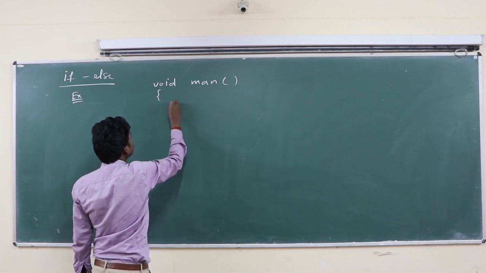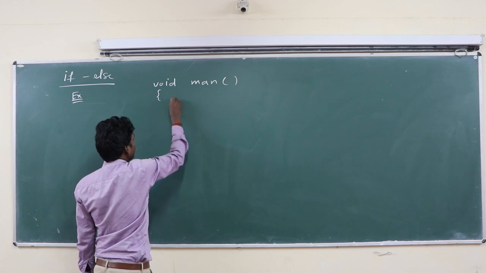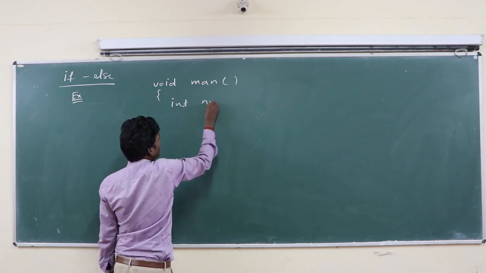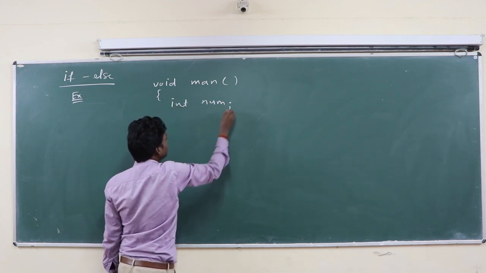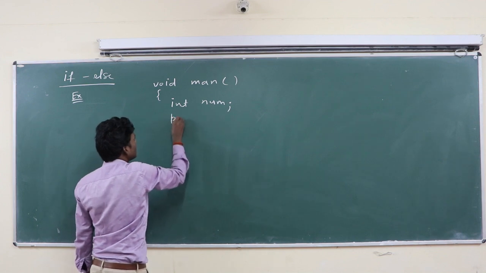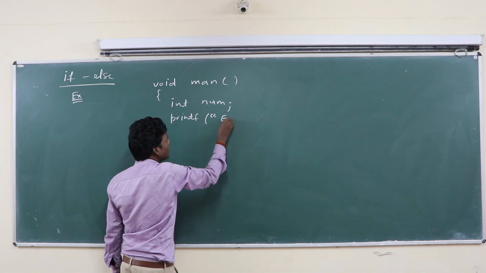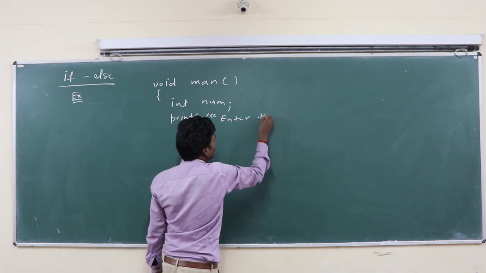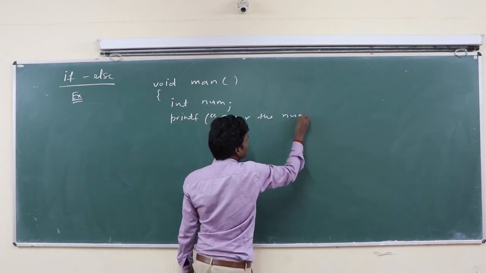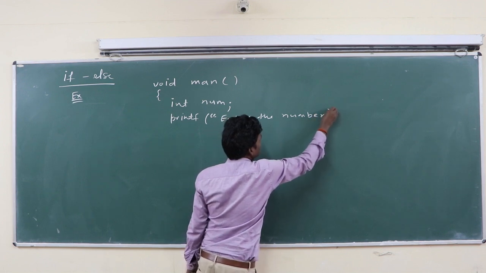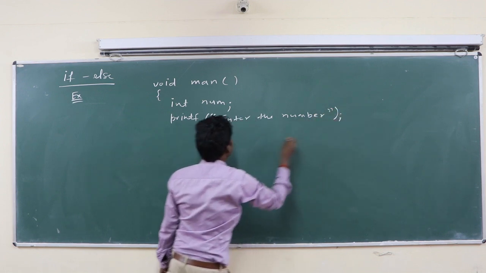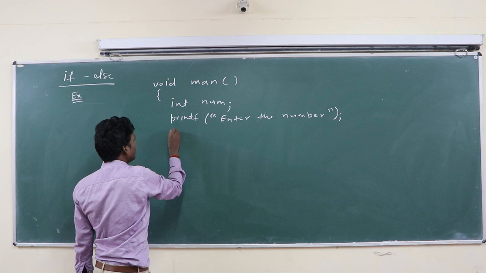Void main. int num. num is a variable that is integer type. printf, enter the number. This is the message, enter the number.